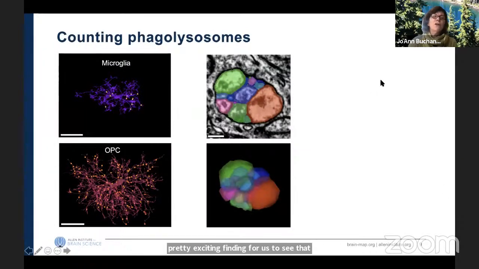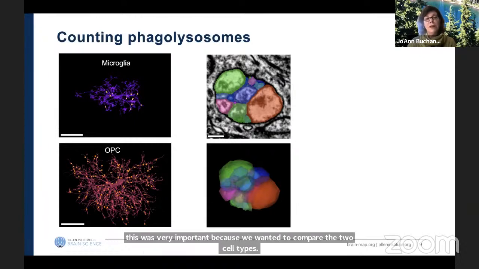And so what we were able to do, using Neuroglancer, and there are some annotation tools, we could take these cells, the OPCs and the microglia, and just change the opacity a little bit and be able to see the phagolysosomes within their branches. We were also able to annotate and count every single phagolysosome within the cells.